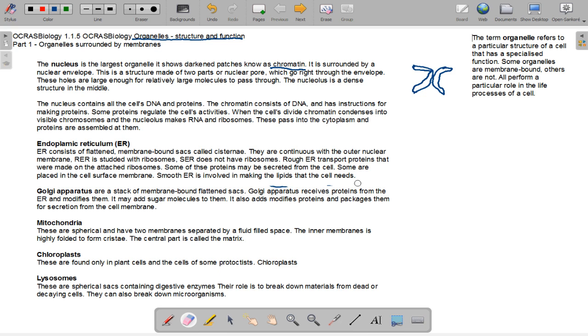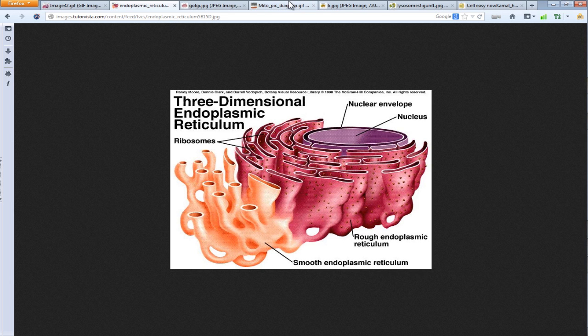And the Golgi apparatus is a stack of membrane-bound flattened sacs. They receive proteins from the endoplasmic reticulum and they modify them. They repackage them, and they may add sugar molecules to them. They also modify proteins and they package them for secretion from the cell membrane. This is done via the process called exocytosis.